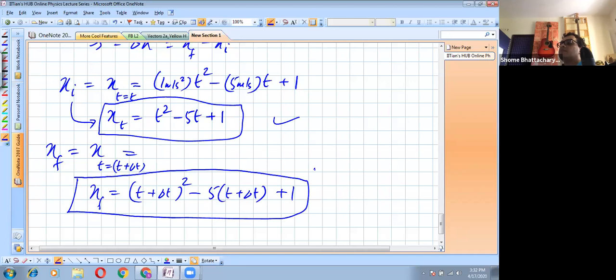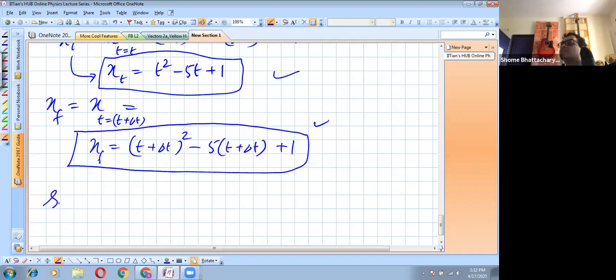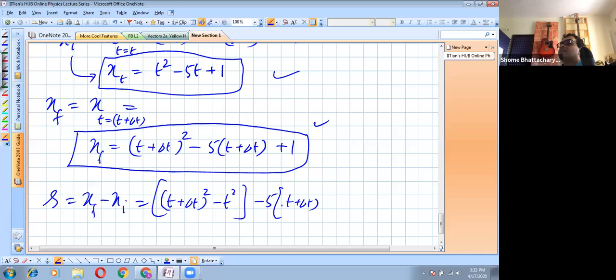So now my displacement is going to be what? Is going to be the difference of this. So the displacement in that interval is going to be the final value of x minus the initial value of x. So all you do is subtract these two. So you can see you have t plus delta t whole square minus t square. We can keep these two terms together. This minus this, minus 5 times, we can take common, t plus delta t minus t. Okay. And then the last term is anyway going to cancel out, 1 minus 1. The constant term is the same in both the equations.